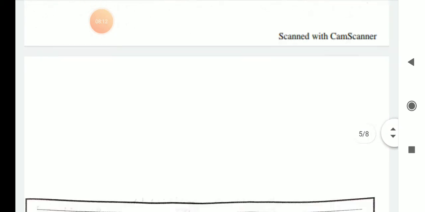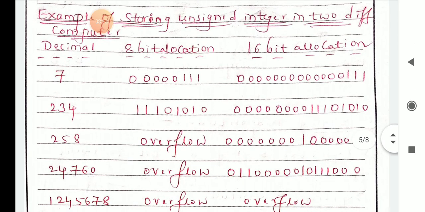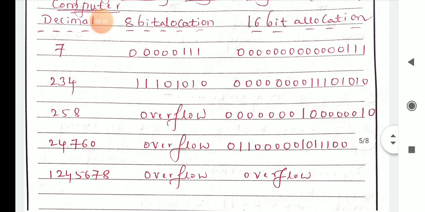Next, we will move on to a chart: examples of storing unsigned integers in two different computers. One is the decimal, another is the 8 bit allocation and the 16 bit allocation. Already your decimal numbers are 7, 234, 258, 240, sorry, 24,760.